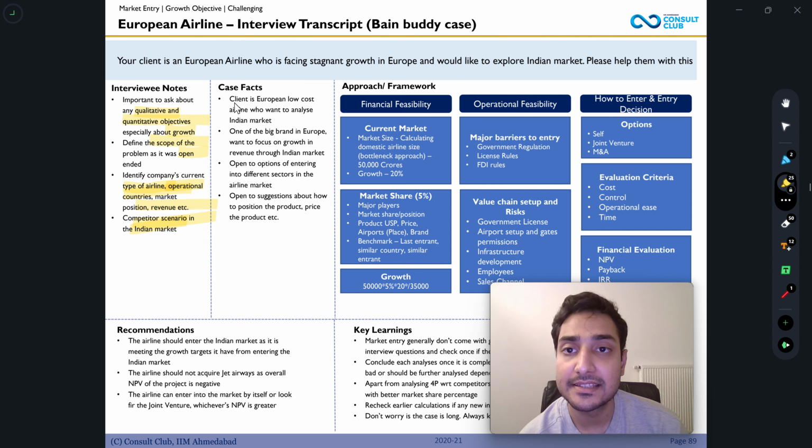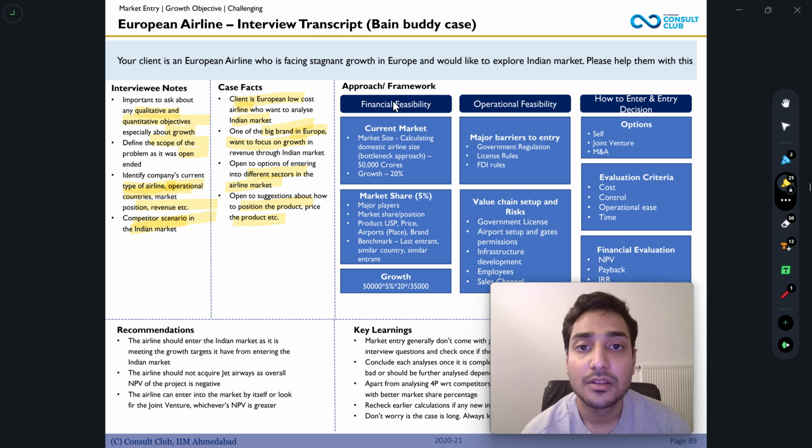Case facts: the client is a European low-cost airline, one of the big brands in Europe, who wants to analyze the Indian market. They want to focus on growth in revenue through the Indian market. Open to options of entering different sectors in the Indian market. Open to suggestions on how to position the product, price, promotion, etc.